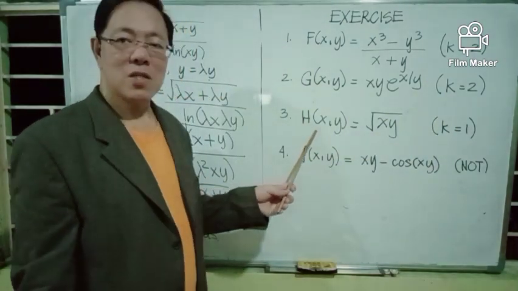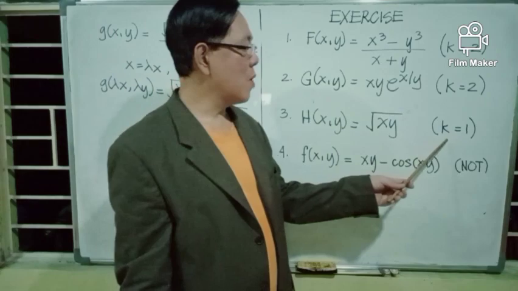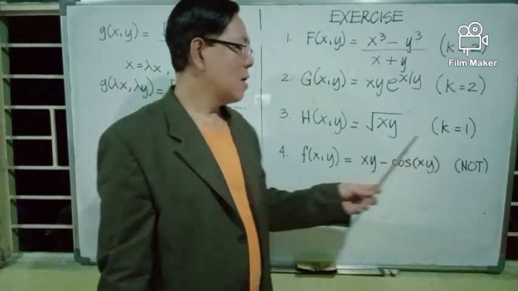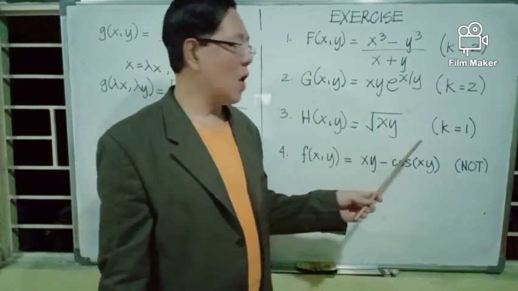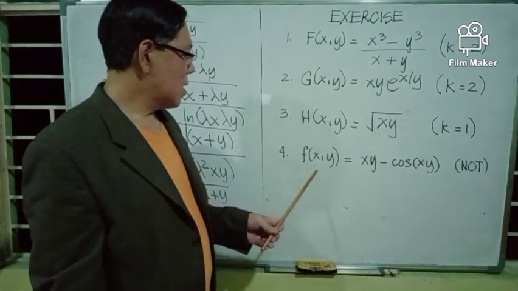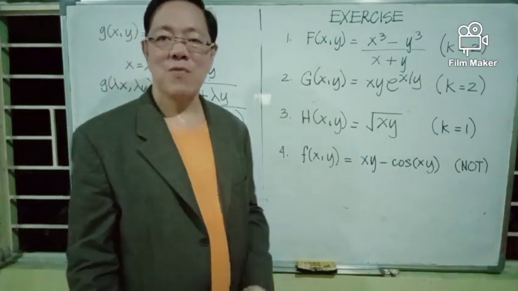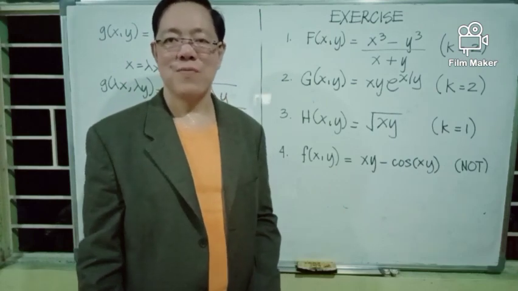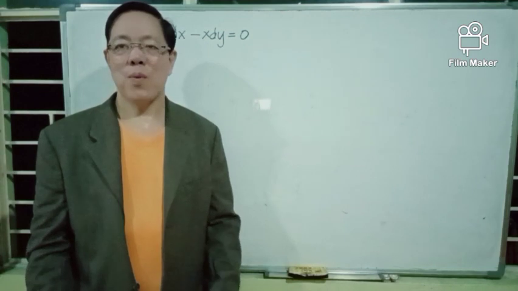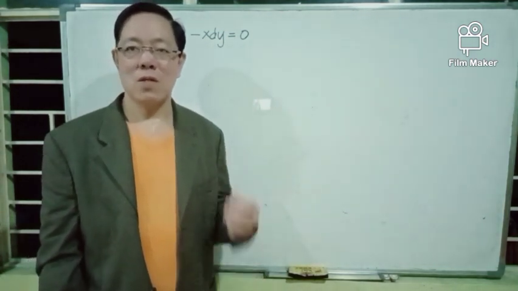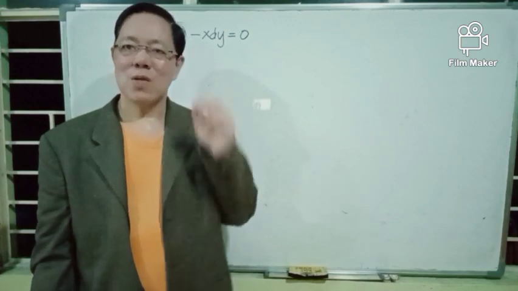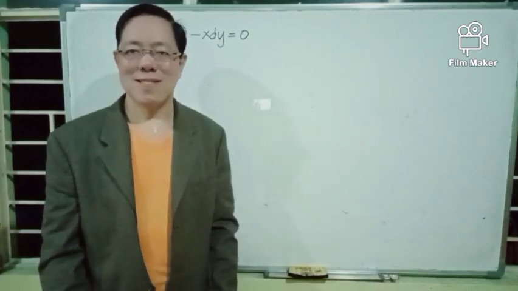The third function, h of x y, has a homogeneity of 1, which means that h of x y is a homogeneous function of degree 1. But in number 4, the function given is not a homogeneous function. We now take an example of a differential equation that can be solved by the method for differential equations with homogeneous coefficients.